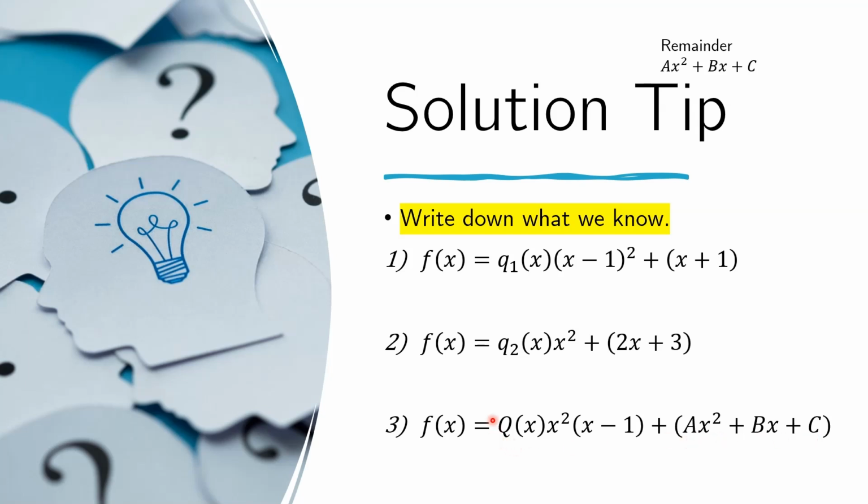And again, we have a quotient, which we do not know. Let's call it the capital Q of x, the function capital Q of x. And this is the remainder. Okay. This is the general form of the remainder, and we just need to find the coefficients a, b, and c.